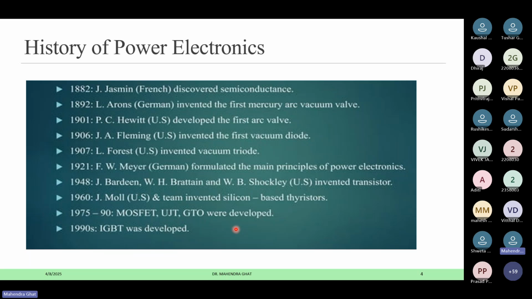So this type of evolution, or development, is going on in power electronics, and it is still an evolving field. Many things are happening, not in terms of devices only, but in using those devices in applications and getting more and more applications. That is the thing we are doing in power electronics.